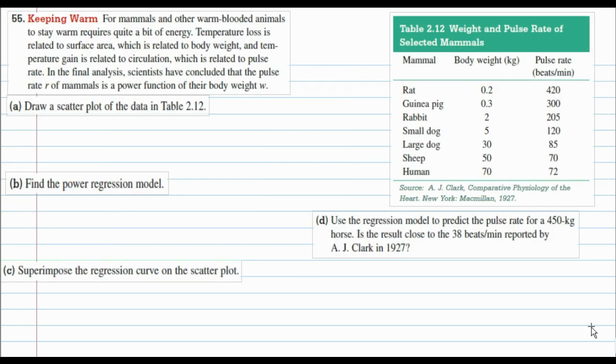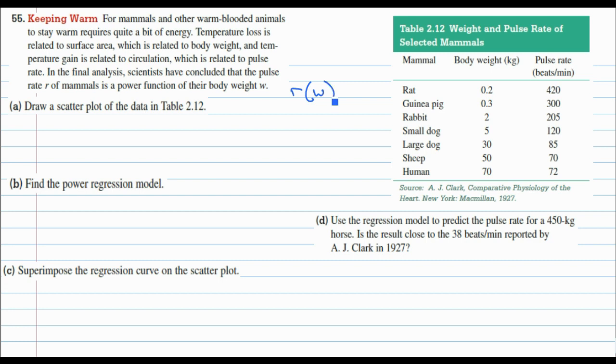The now try problem for example 5 is number 55, keeping warm. For mammals and other warm-blooded animals to stay warm requires quite a bit of energy. Temperature loss is related to surface area, which is related to body weight, and temperature gain is related to circulation, which is related to pulse rate. In the final analysis, scientists have concluded that the pulse rate R of mammals is a power function of their body weight, W. So here's their body weight, and here's their pulse rate. The pulse rate is a function of their body weight. So in other words, we're looking at R of W.